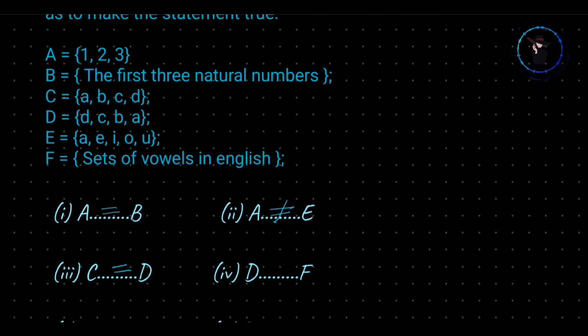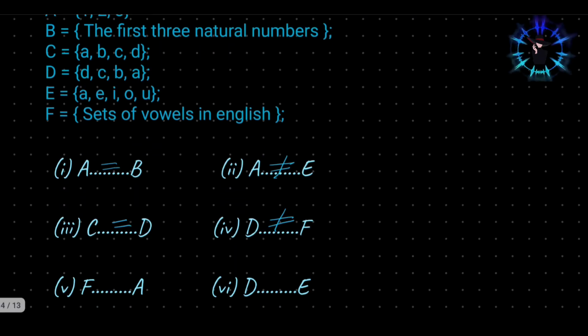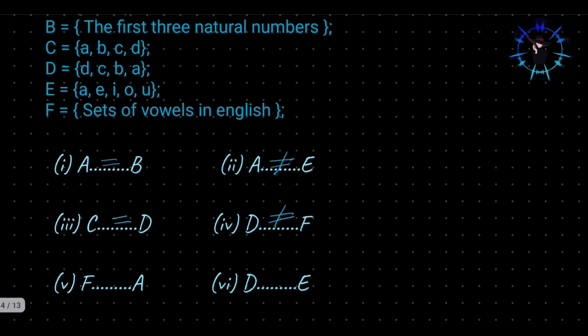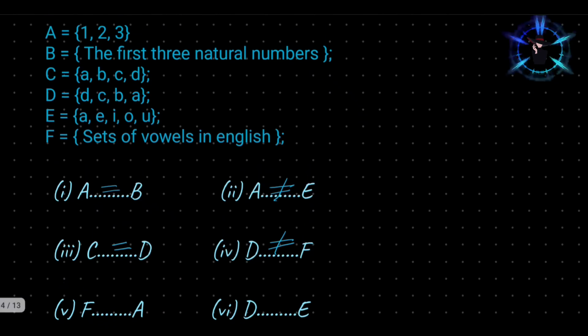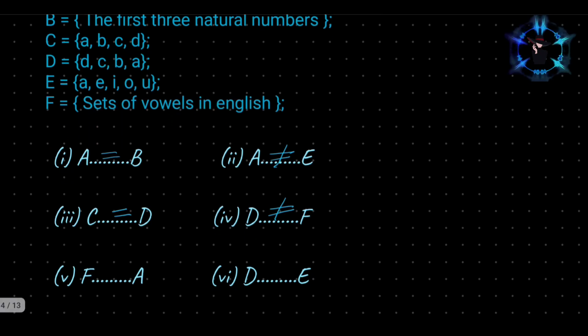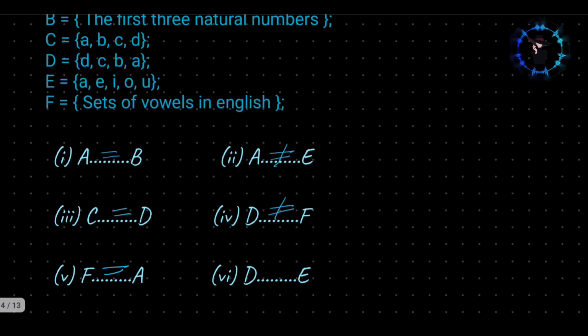Now, fourth one. D and F. What's D? D, C, B, A. F is the set of vowels in English. No, these are not vowels. So, it is also not equal. Next, F and A. F is the set of vowels and A is 1 to 3, right? Are they the same? No, they are not. So, it is also not equal.